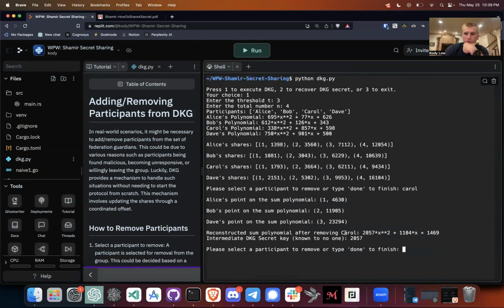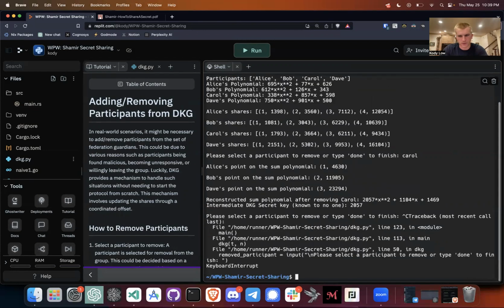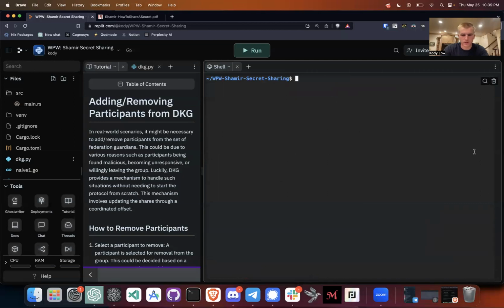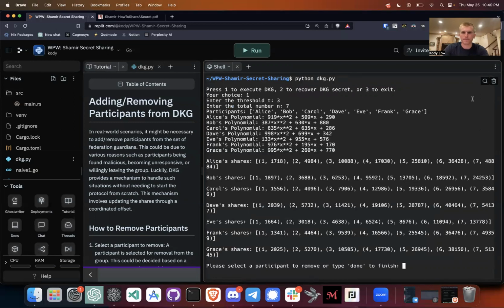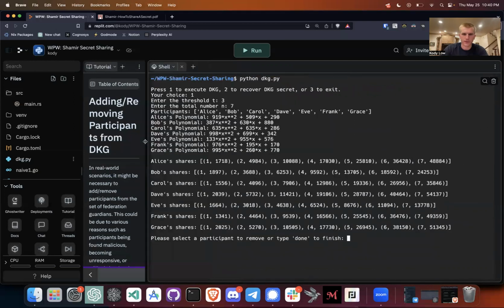And so after we remove, if we look over here, oh, it didn't print out the polynomial between those two. One second. I'm going to have to do this just to illustrate it better. So let's do python dkg.py and execute a DKG. We're going to do a 3 of 7. Okay. So we go over here, got Alice, Bob, Carol, Dave, Eve, Frank, and Grace.